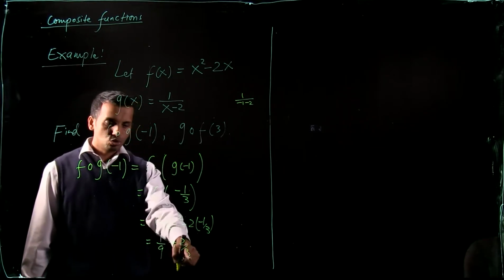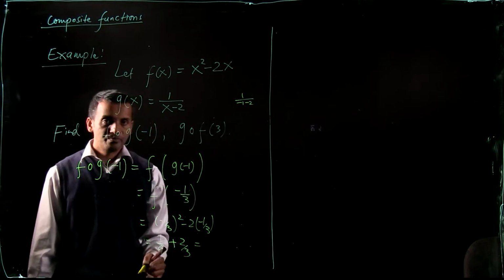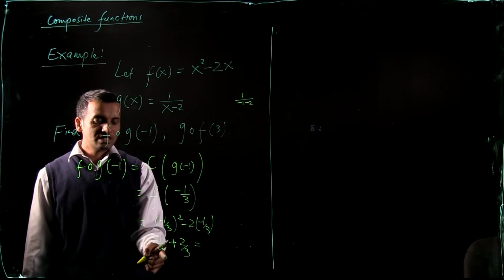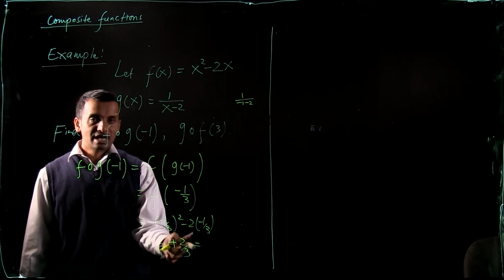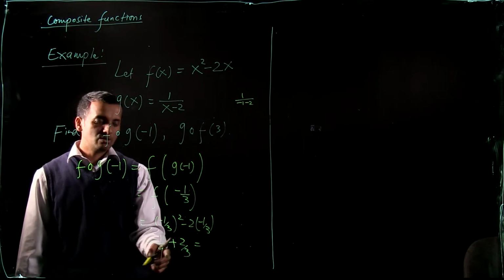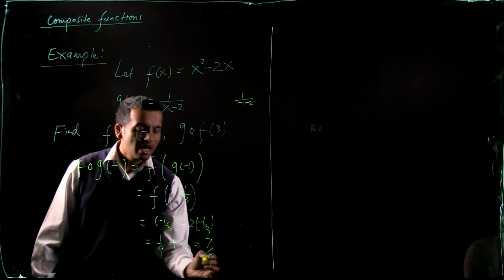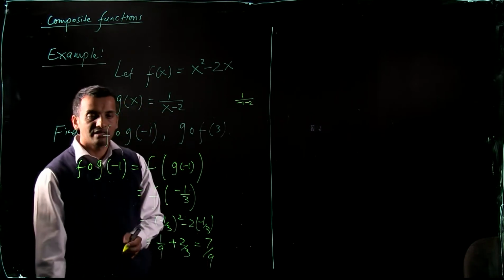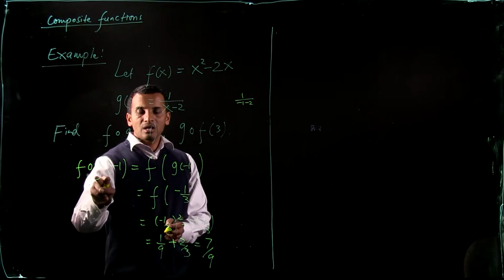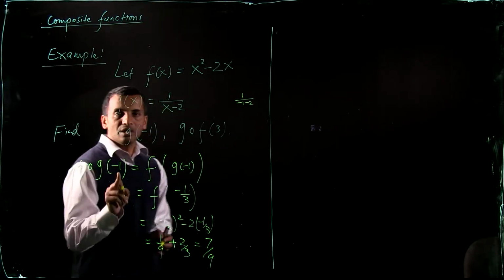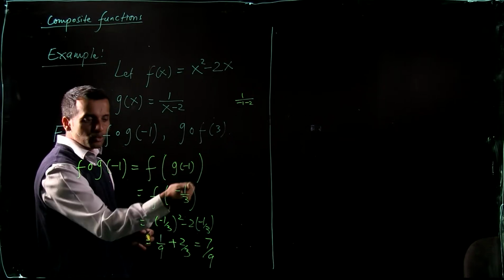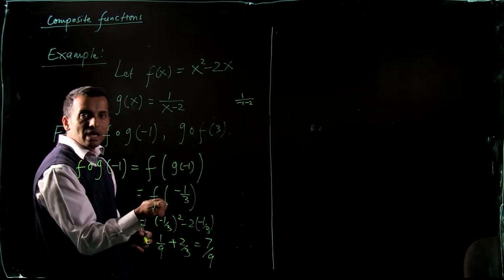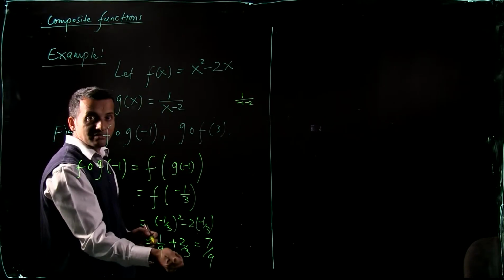Now you want to add these two fractions. How do you add that? This has 3 on the bottom, this has 9 on the bottom. If you multiply and divide by 3 here, you will get 6 over 9, right? So this is 6 over 9 plus 1 over 9, which is 7 over 9. That's how you find f composite g at a point. If x is given, then you first find g at that point and then plug that into x for the function f of x, right?